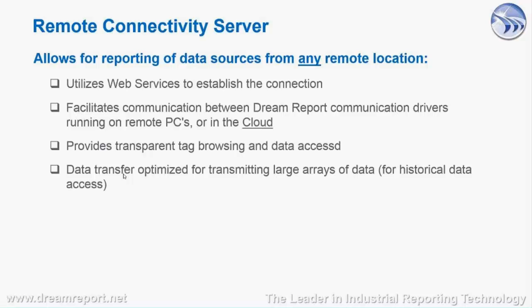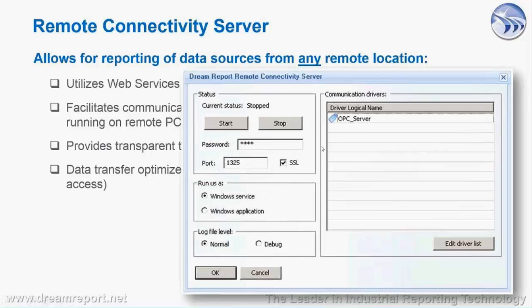Either data logging, if you are having Dream Report doing the data logging, or if it's a remote history source, the data transfer is optimized for transmitting large arrays of data. We compress the data, send it over, decompress it, and then make it available for reporting. And this is just a little configuration server. You tell it what communication driver you have remotely, how you'll be communicating to the Dream Report node, what ports, security levels, and basically it does the rest for you.